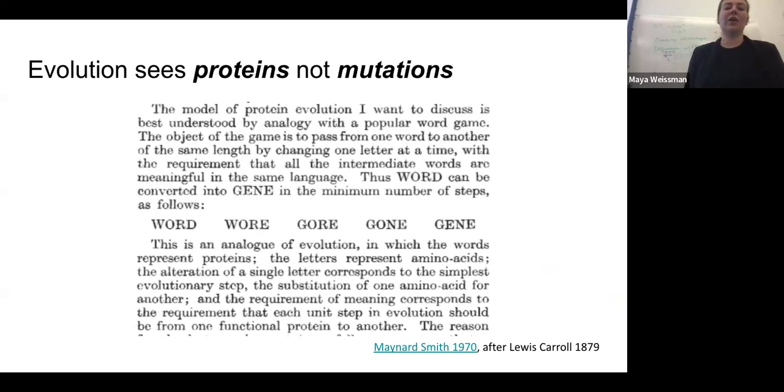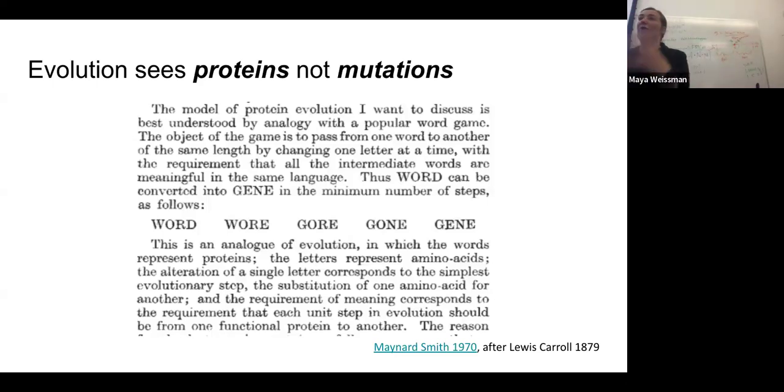Epistasis is a function of the fact that evolution sees proteins, not individual mutations. This is also the reason why some mutations are synonymous and some are non-synonymous. You have a codon and that converts to an amino acid change. But then the amino acids all get strung together to create a protein that is structurally very complex.